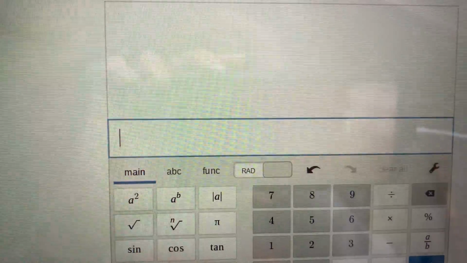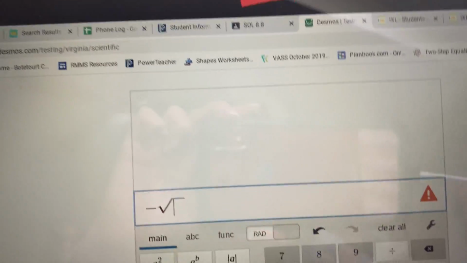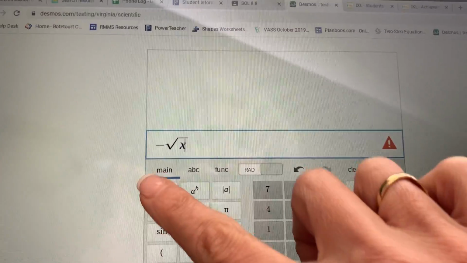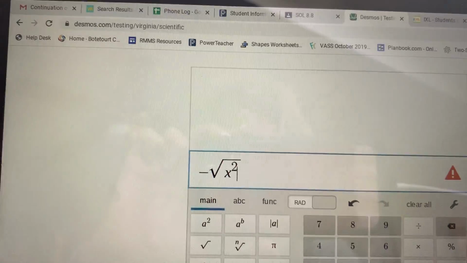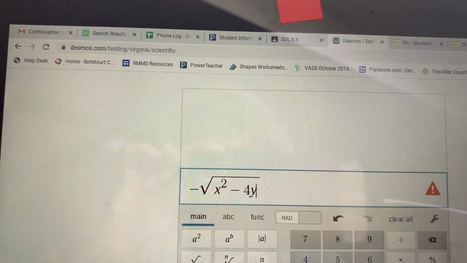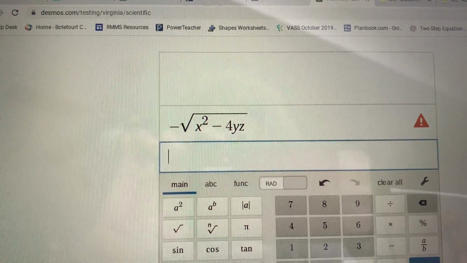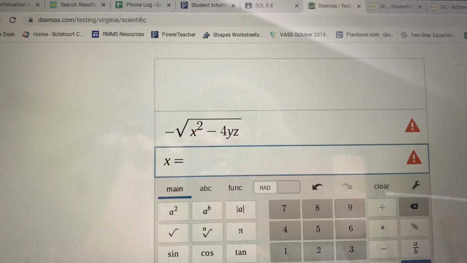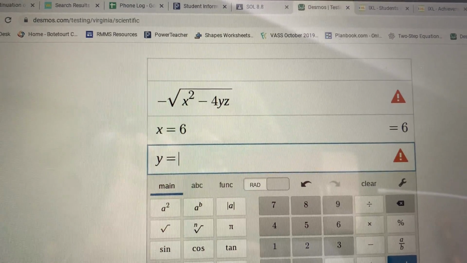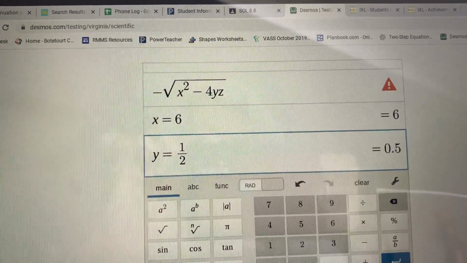All right, for number 6, we're going to type in negative, and then we need the square root of x squared, minus 4yz. And then we're going to hit enter, and we're going to type in x equals 6. We're going to hit enter. We're going to type in y equals 1 divided by 2, 1/2.